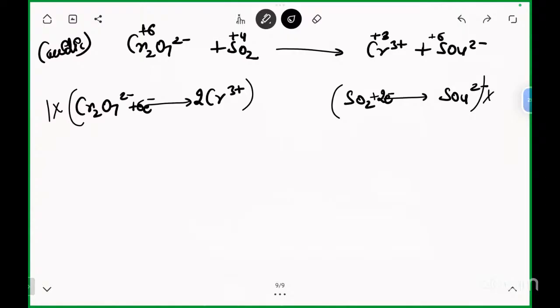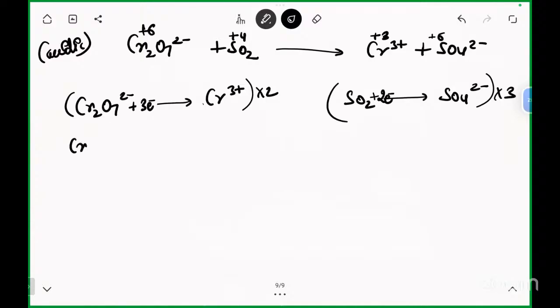Or you can do one thing instead of this, if you're getting confused. Wait, just don't write 2 electrons. So just write 3 electrons here. Okay, and just don't write 2 here. Now it will be easier, like multiply this equation by 3 and multiply this equation by 2. So everything will be balanced.